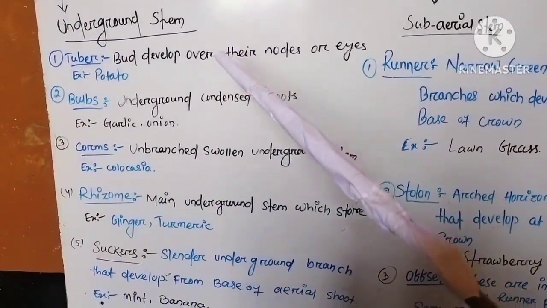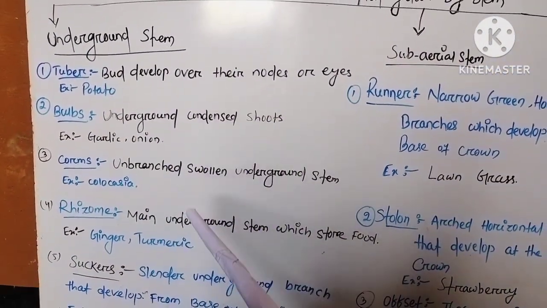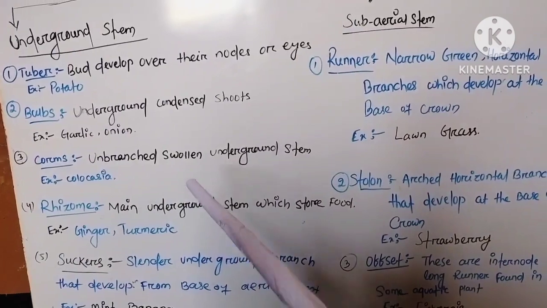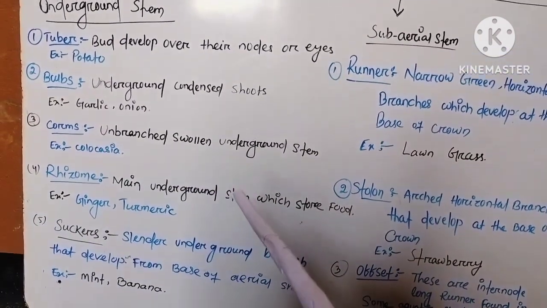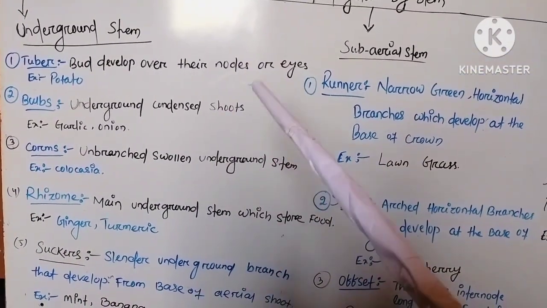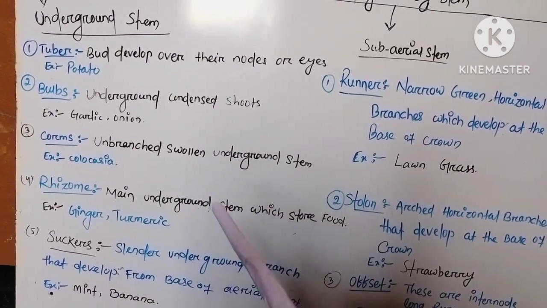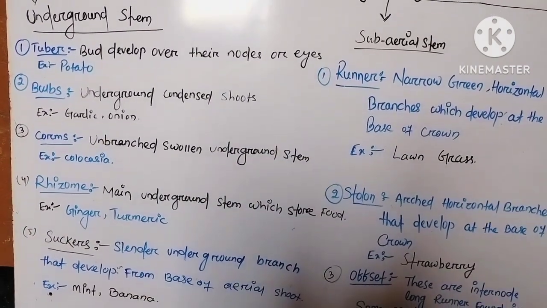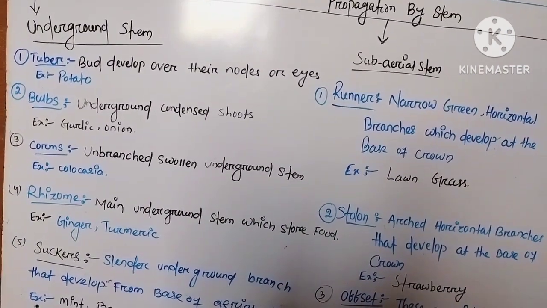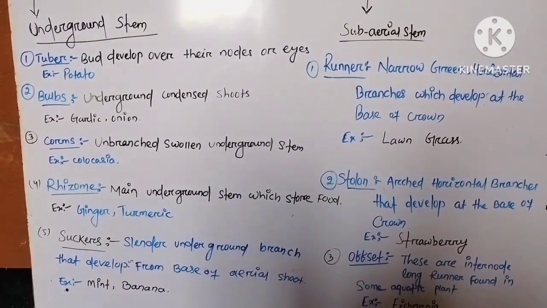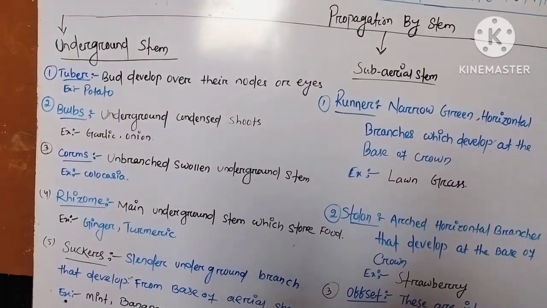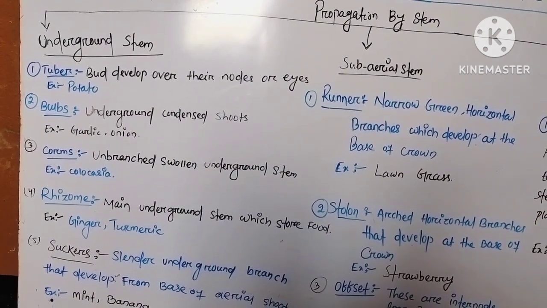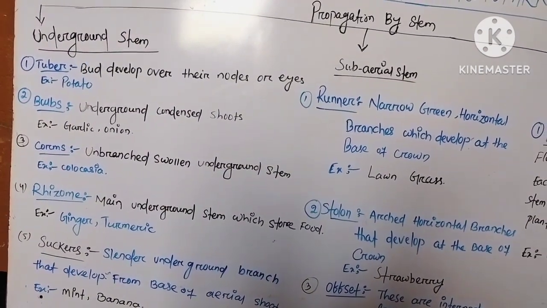Then what are the different types of modifications of stems which act as propagules to develop into a whole plant? We are discussing that here. That means for the underground part, just below the surface of the soil, how the stem could be modified into different forms and be helpful for development by the propagation method.